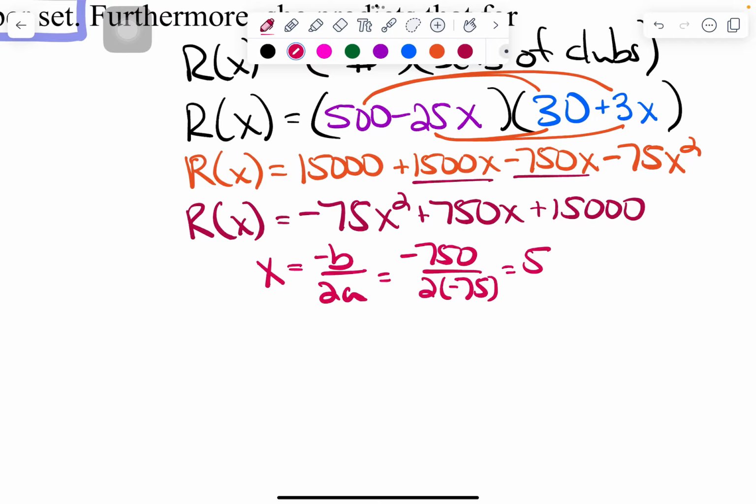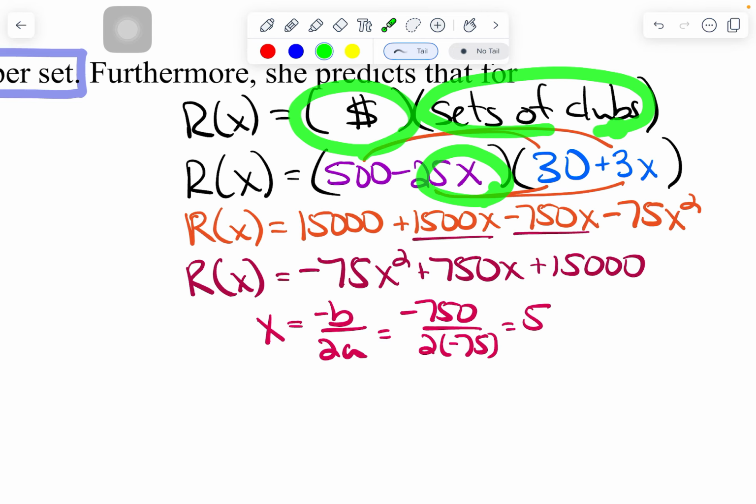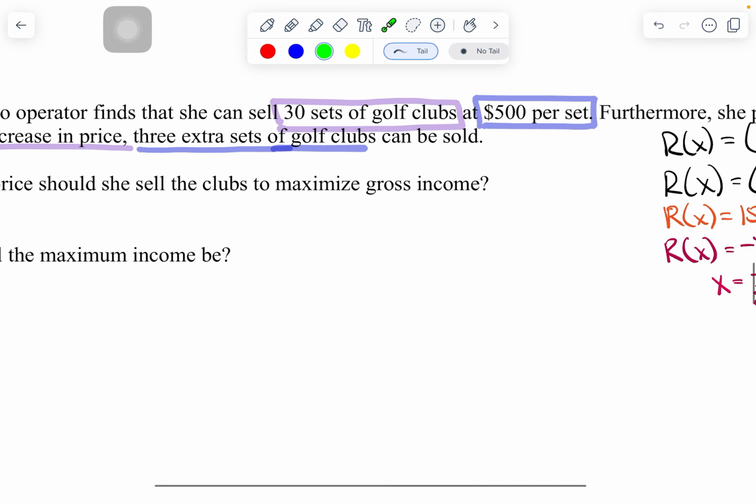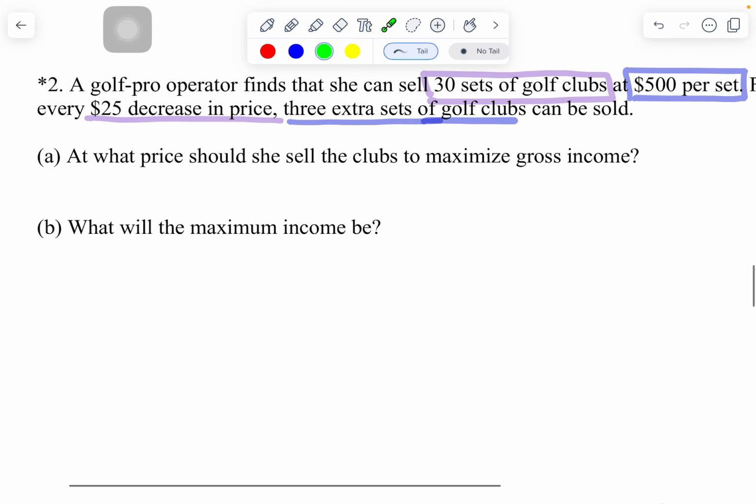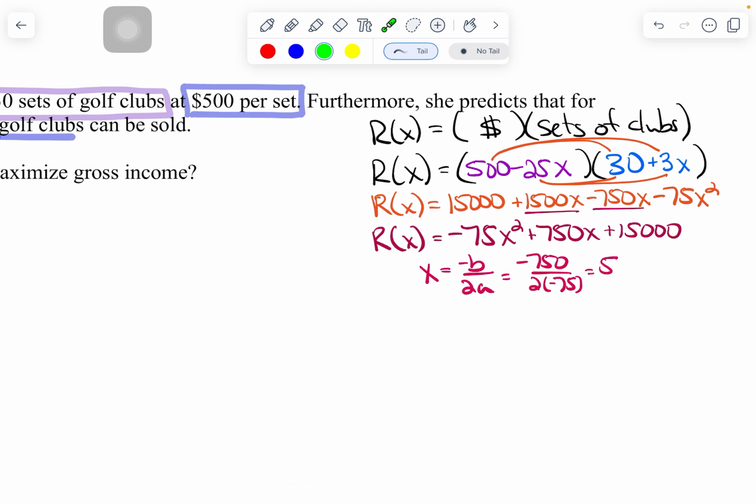So now I know that I need to change my cost here 5 times, which is also going to change the number of sets of clubs 5 times, okay? So let's see what I got here. The first question is asking at what price should she sell the clubs to maximize the income? All right, so let's go over here. Price means we're dealing with money. So I want to figure out the 500 minus 25x when x is 5.